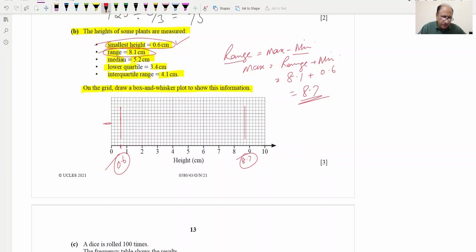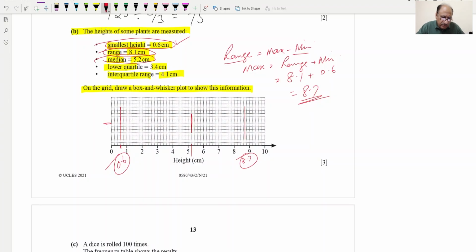Median is 5.2. So median 5.2 will be this line, and we can show the median in the middle, over here up to this line, and this will be till here. Okay, we can make these lines smaller than the end lines. And now this is also done.